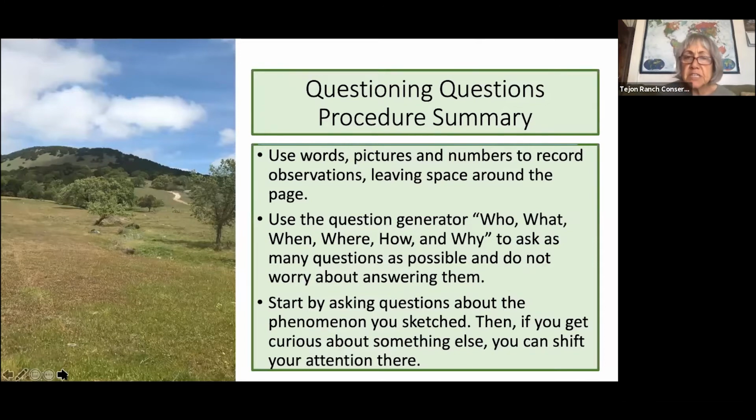So the procedure will be like this. We're going to start out just like we do any nature journaling activity with our ABCs or 1, 2, 3s and our picture or a diagram or a sketch. We're going to leave space around this picture. So what we're going to do is put the picture in the middle of the paper and then use the space around it for our question generation.